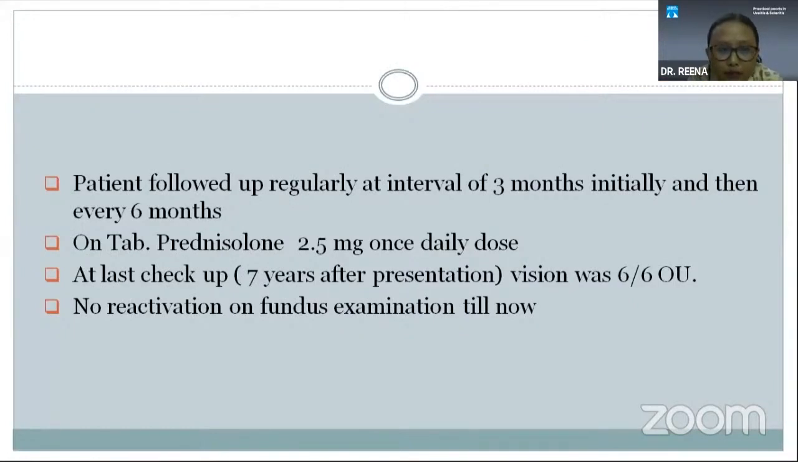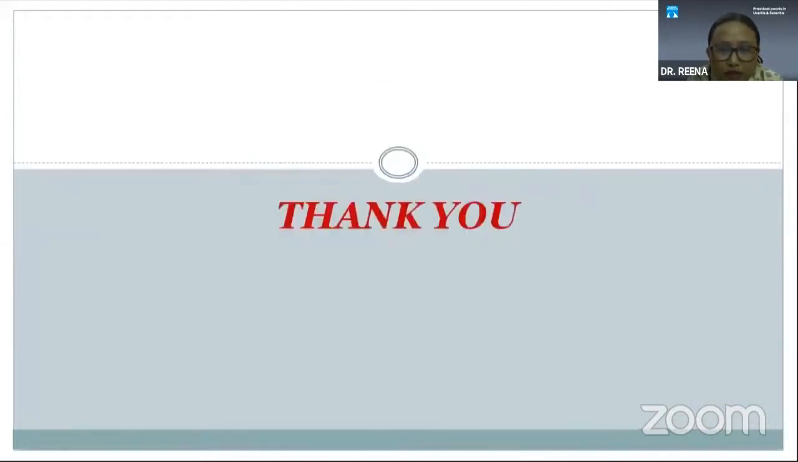The patient was followed up regularly at intervals of 3 months initially, and then every 6 months. He was put on tablet prednisolone 2.5 milligram once daily, and at last checkup, that is after 7 years from presentation, his vision was 6/6 in both eyes. So far, there is no reactivation on fundus examination. Thank you.